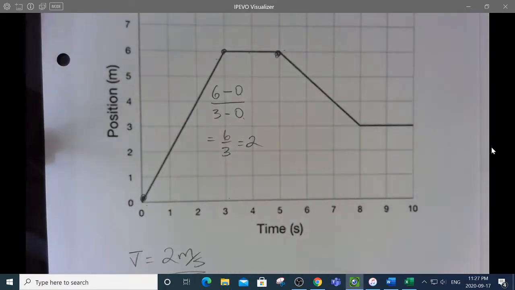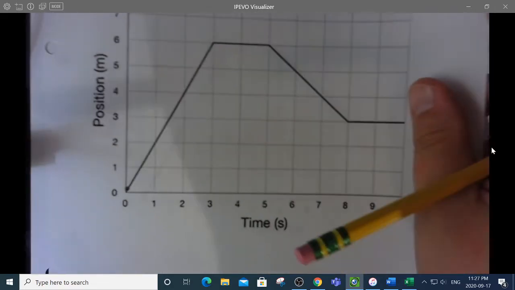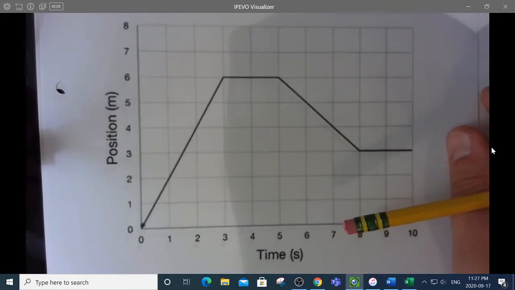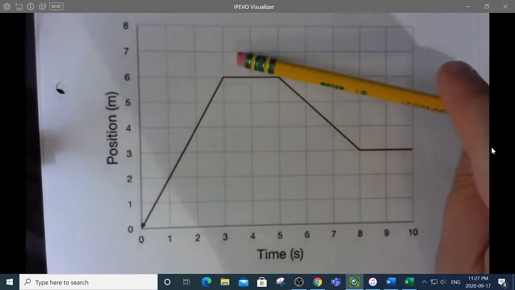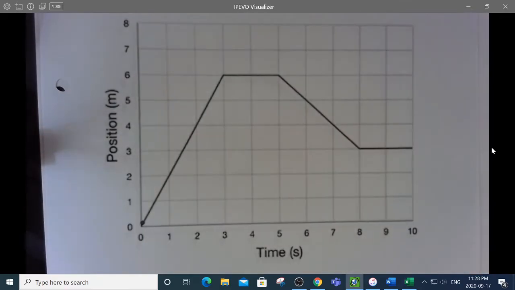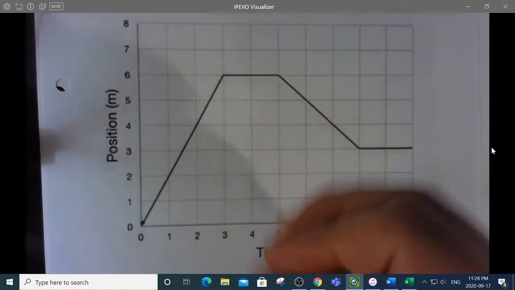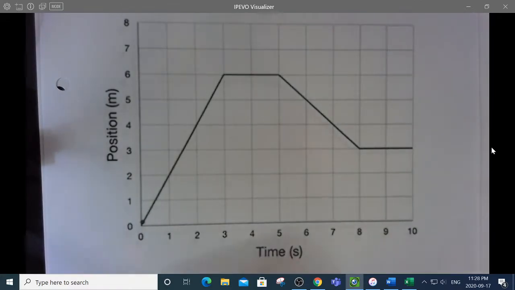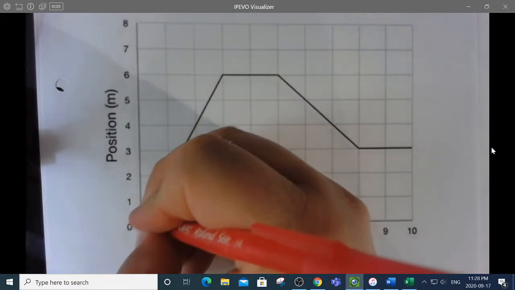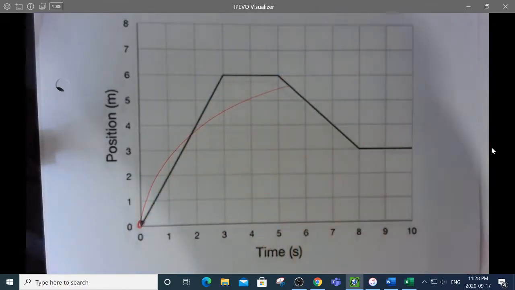Actually, I have more than one of these pictures. Since I wrote all over this, I'm going to break out another one. There we go. In the real world, of course, not every velocity is a nice straight constant line. For example, you could have a position time graph where the velocity would look like this, or the position time graph would look like this, something like that.